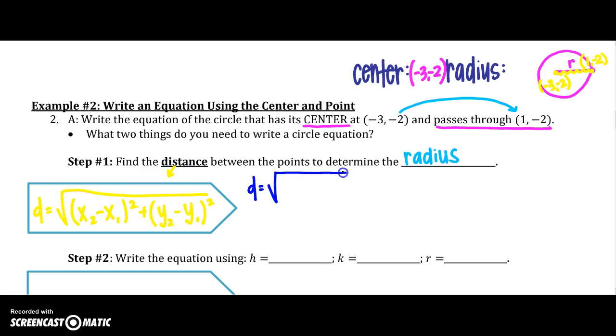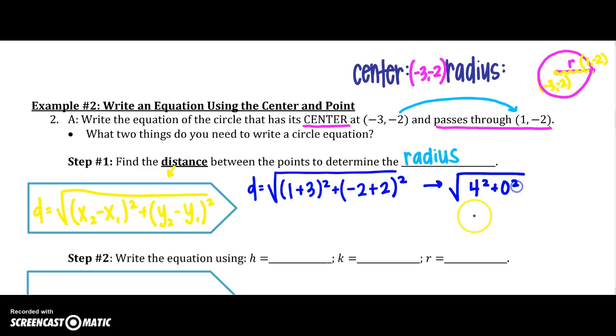We'll say x2, 1 minus -3 squared plus -2 minus -2 squared. So I would get 4 squared plus 0 squared, so the square root of 16. So my radius is 4 units. So if I have my center and I have my radius, now I'm ready to write my equation.